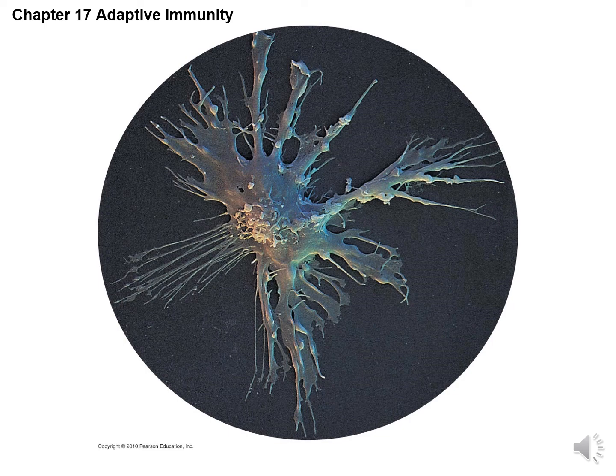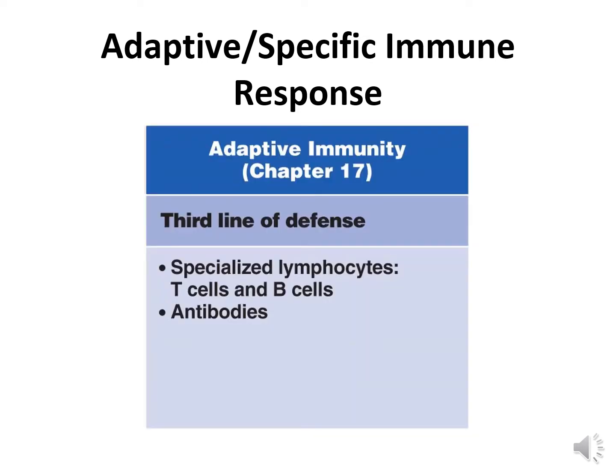This is part 2 for Chapter 17, Adaptive Immunity. Chapter 17 is all about your adaptive or specific immune response. This is also known as your third line of defense, and your third line of defense involves the lymphocytes, the T cells and B cells, and the antibodies.